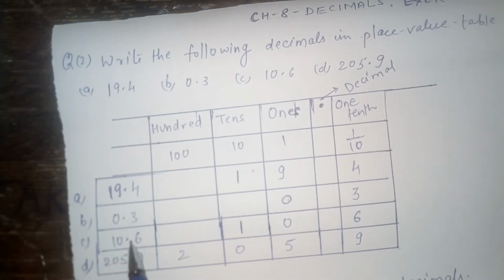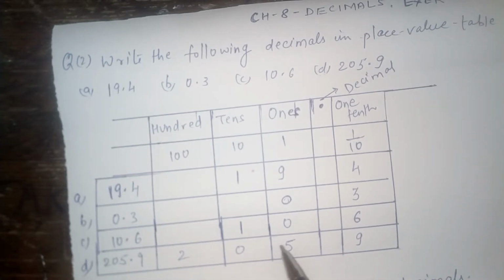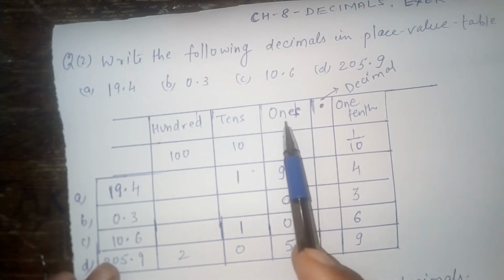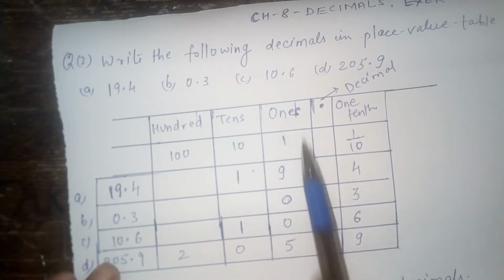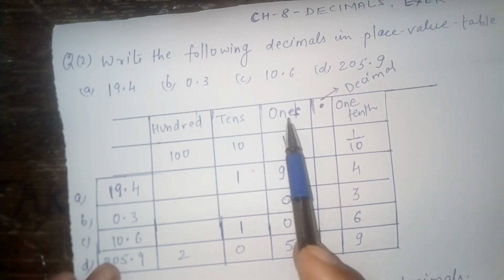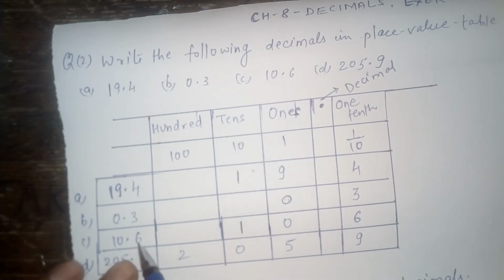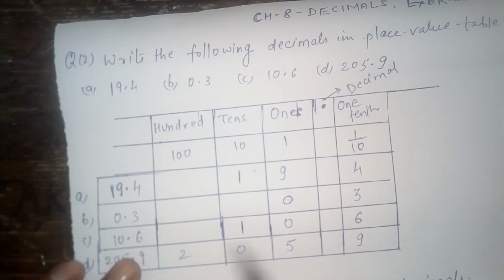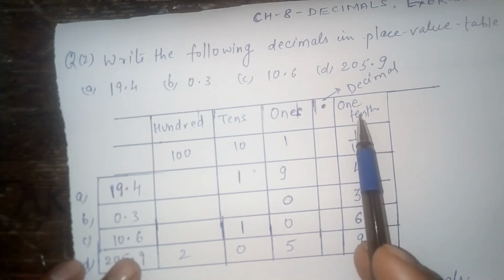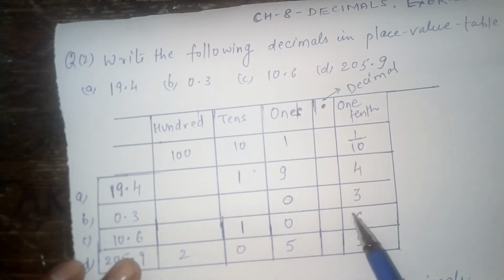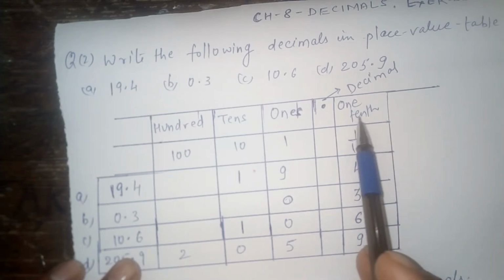Your next question is 10.6. 10.6 means ones, tens. The meaning is 0 comes in the ones block, or 0 belongs to ones, and 1 belongs to tens. Okay, then after the decimal point 6 belongs to 1/10.